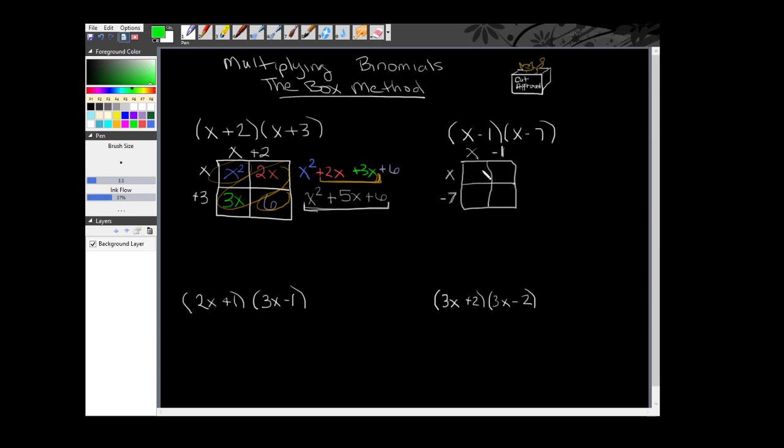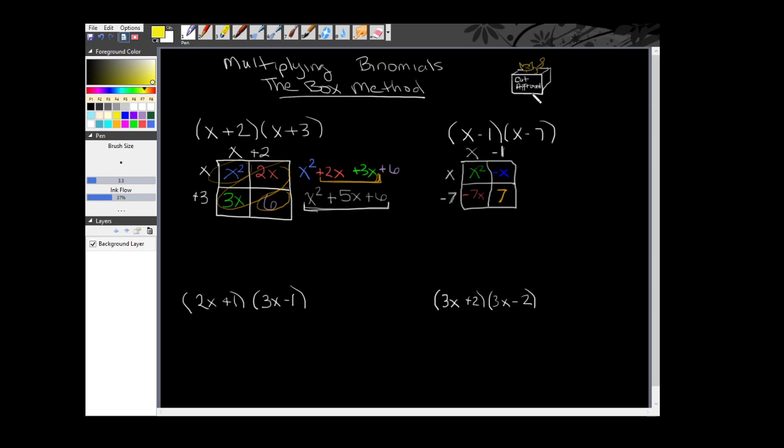So my top left corner, I have x times x, which is x squared. And then I have negative 1 times x, which is negative 1x. You can write that as just negative x if you want. My bottom left, I have negative 7 times x is negative 7x. And then lastly, I have a negative 7 times a negative 1. Now remember, a negative times a negative makes a positive 7.